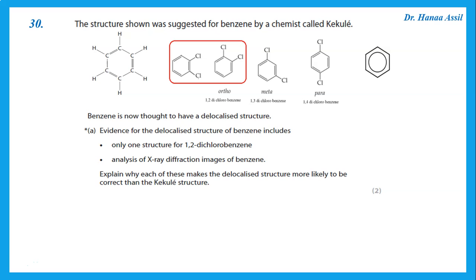Now, evidence for the delocalized structure of benzene includes the fact that we have only one structure for 1,2-dichlorobenzene, not these 2. It's just one. That means that the bonds are equivalent. And analysis of X-ray diffraction images of benzene. Explain why each of these makes the delocalized structure more likely to be correct than the Kekulé structure.